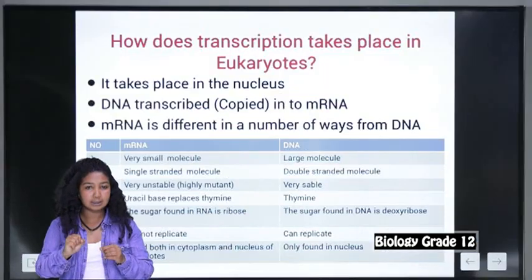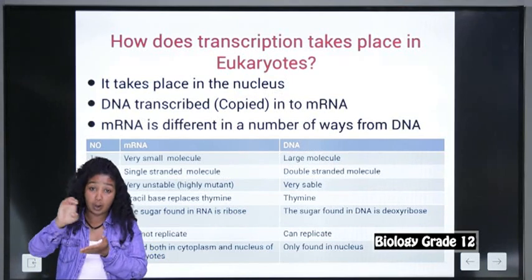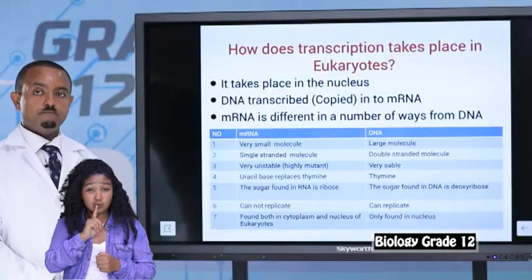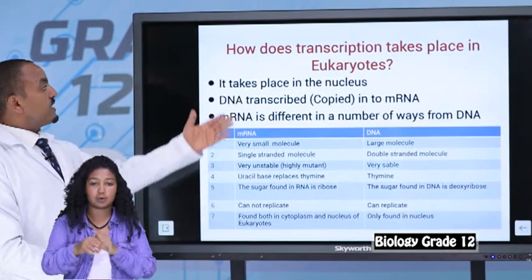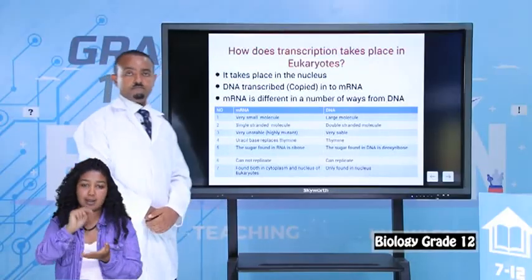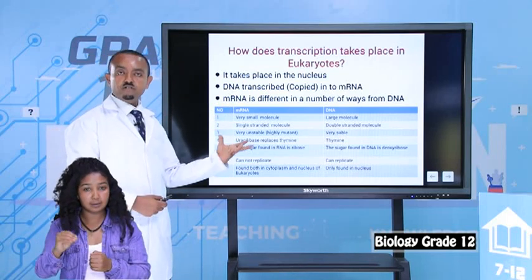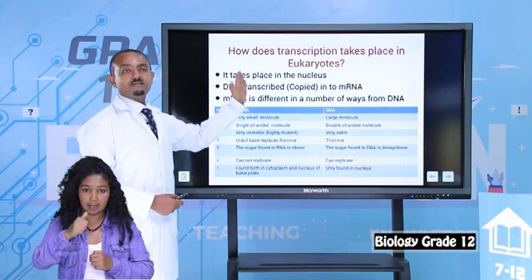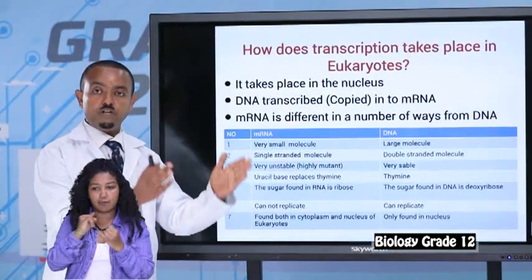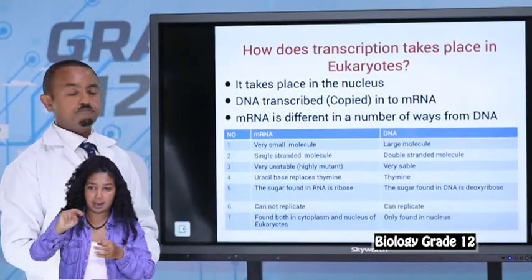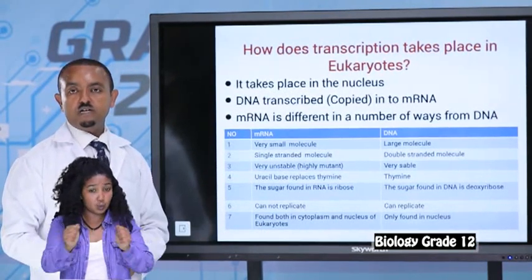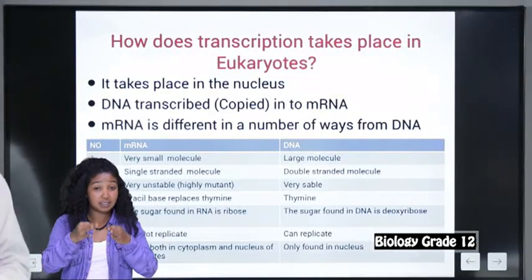How does transcription take place in eukaryotes? You know, eukaryotic cells are cells which have a true nucleus. So transcription in eukaryotes takes place inside the nucleus. The process is that DNA is transcribed into messenger RNA. This is just copying the information of DNA into messenger RNA. And messenger RNA is very different from DNA.